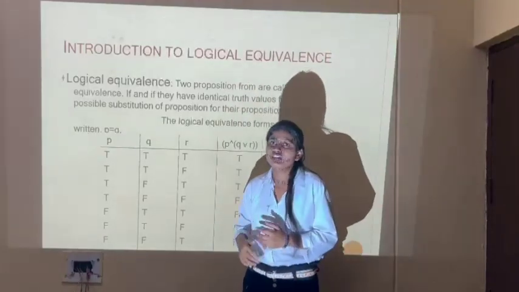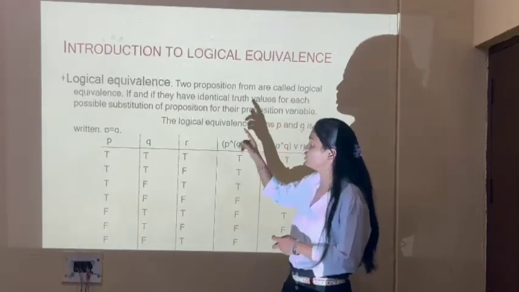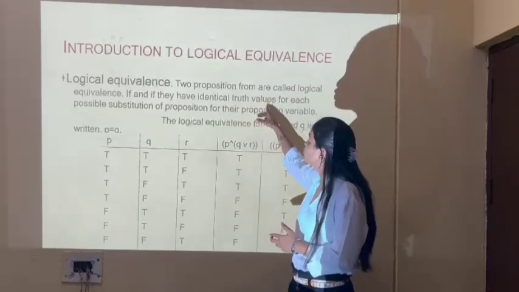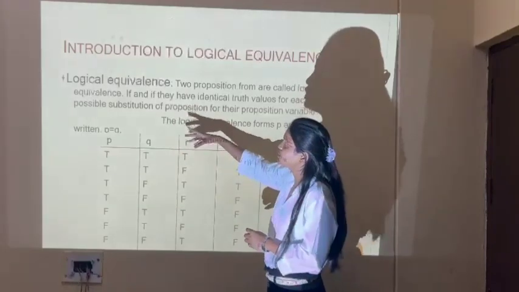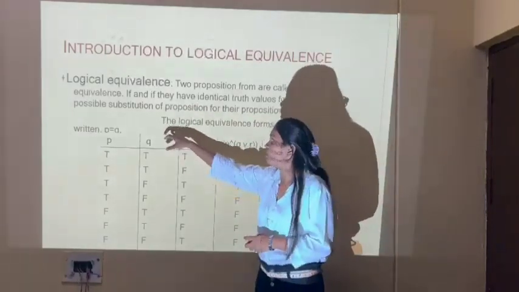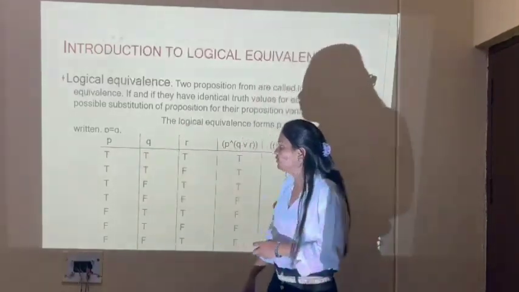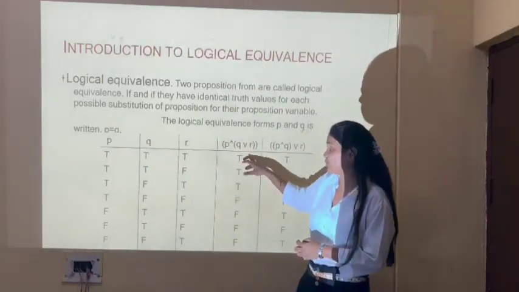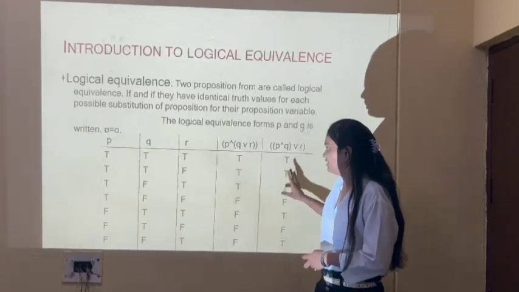Introduction to logical equivalence. Two proposition forms are called logically equivalent if they have identical truth values for each possible substitution of proposition variables. The logical equivalence of P and Q is written P ≡ Q. Example for P, Q, R, and statement.